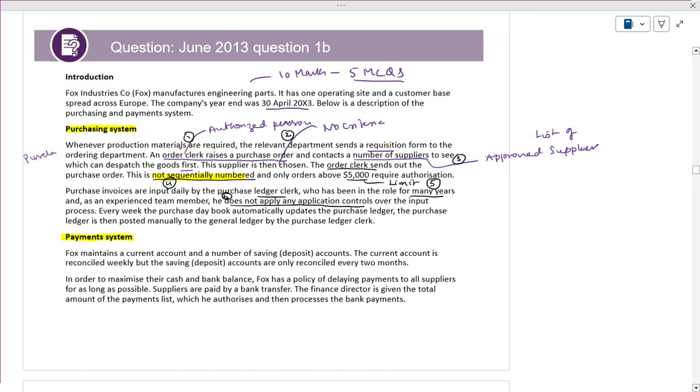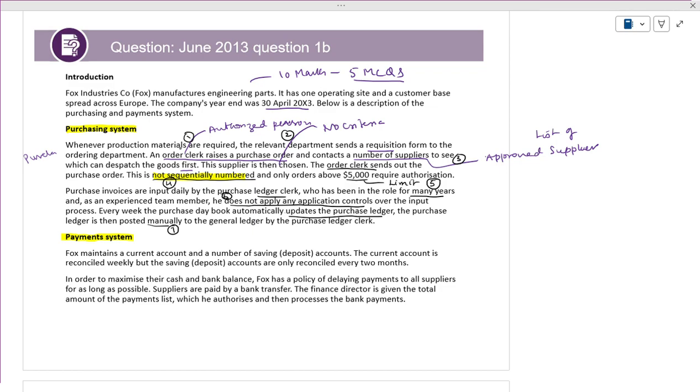Over the input. Every week the purchase daybook automatically updates the ledger. The purchase ledger is posted. One side it is automatically done. One side it is done manually to the general ledger, and we are not okay. It is done manually. Somebody has to review it.